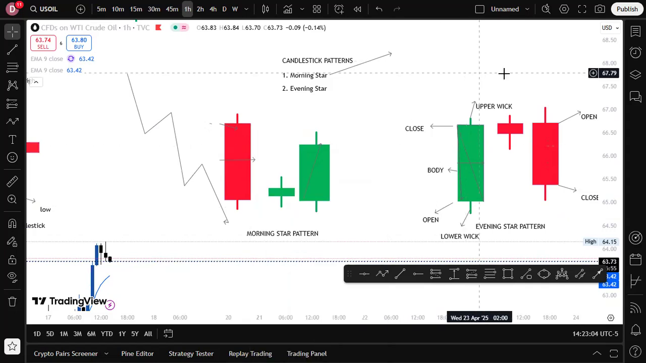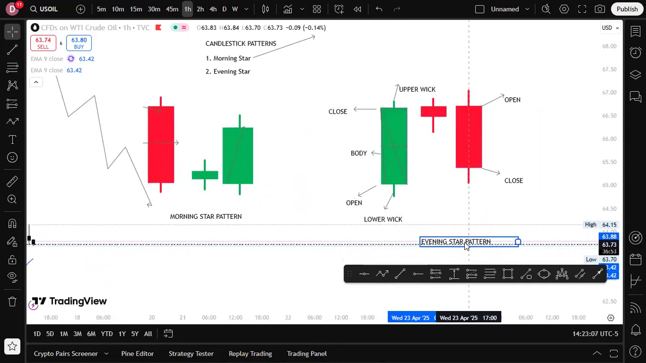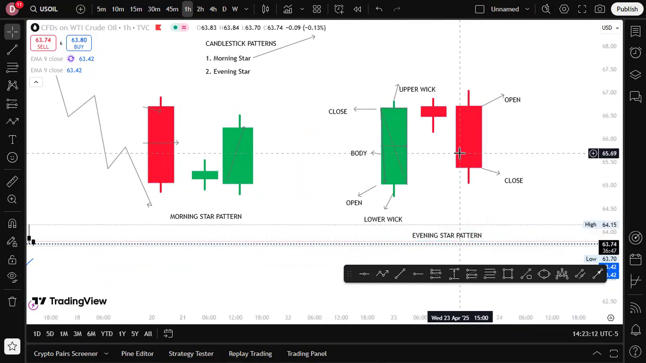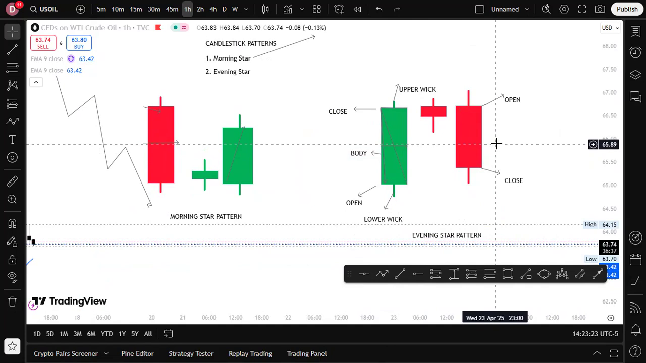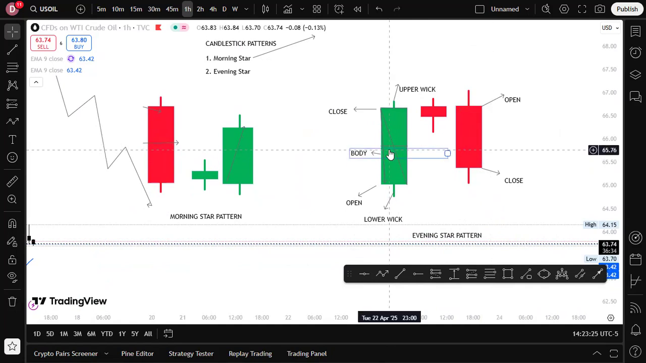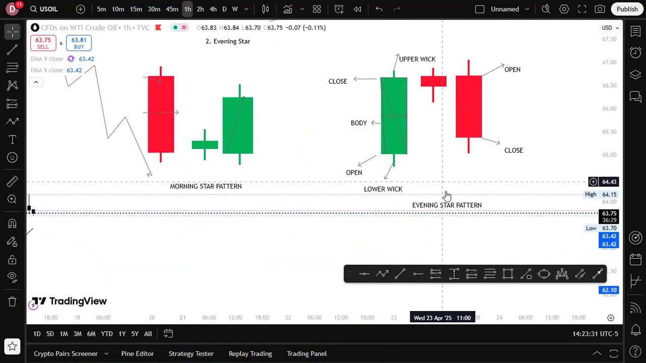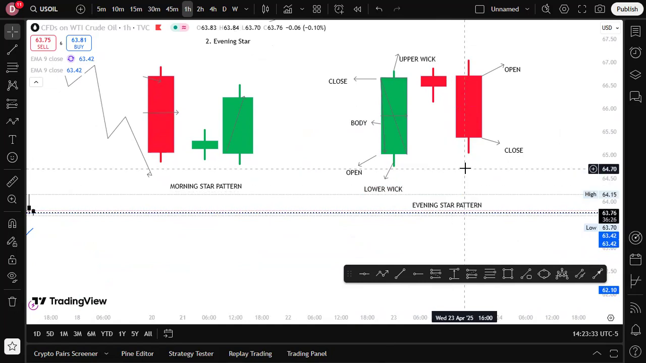Same thing with the evening star candlestick pattern. It consists of three candlesticks and it occurs at the top of an uptrend, but it is a bearish reversal pattern. Whenever the evening star happens at the top of an uptrend, it means that a strong reversal might happen in the market. So if the price was going up and then the evening star formed, it means that a strong reversal might happen and the price might start going down.